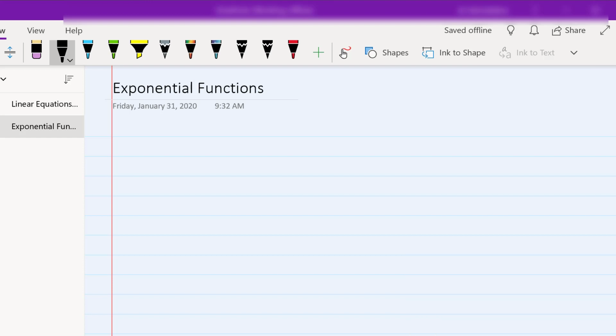Last lesson we looked at linear functions. Today we're going to be looking at exponential functions, and we're going to be doing some pretty cool stuff using the Python programming language. Let's get started.